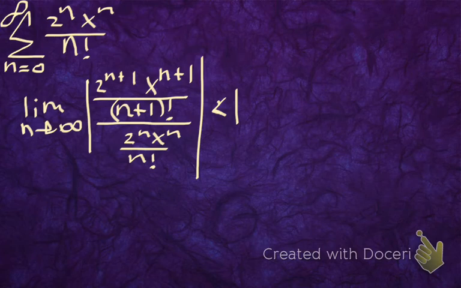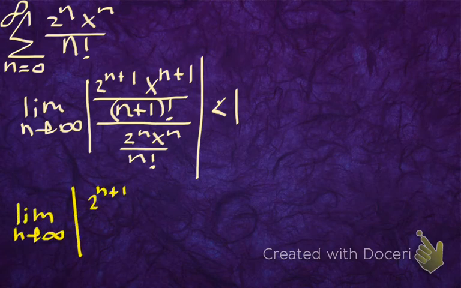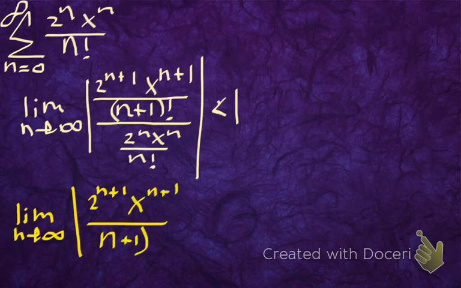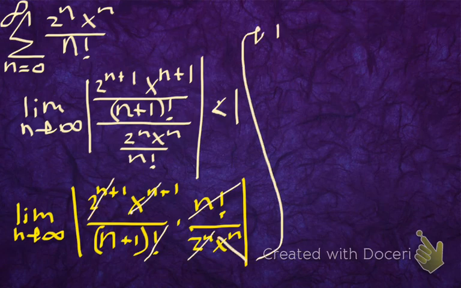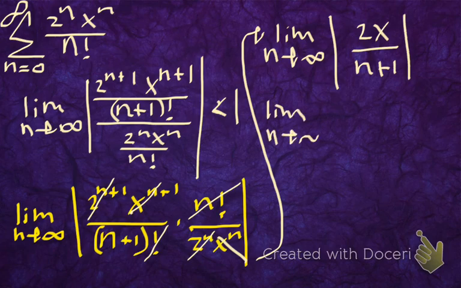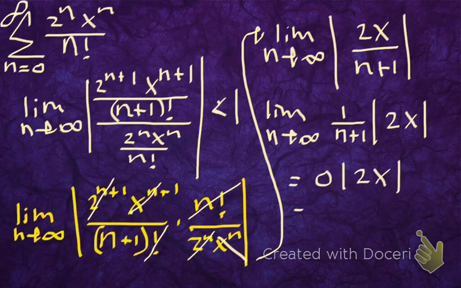So let's evaluate that thing on the left-hand side. Dividing by a fraction is the same as multiplying by the reciprocal. So we reciprocate, and that's how I got the n factorial divided by the 2 to the n, x to the n. Now, a whole bunch of stuff is going to cancel out. We're using the ratio test. Boom, boom, boom, boom, boom, boom. Oh! And then left on the top, I have 2x divided by n plus 1.